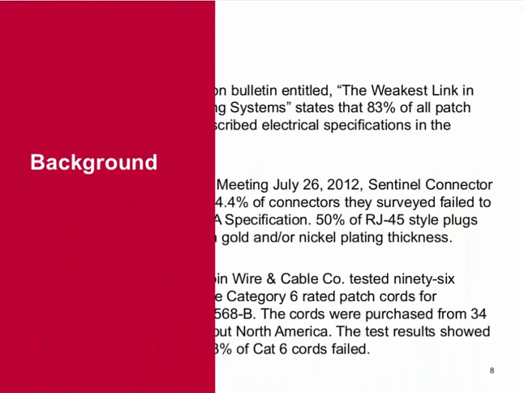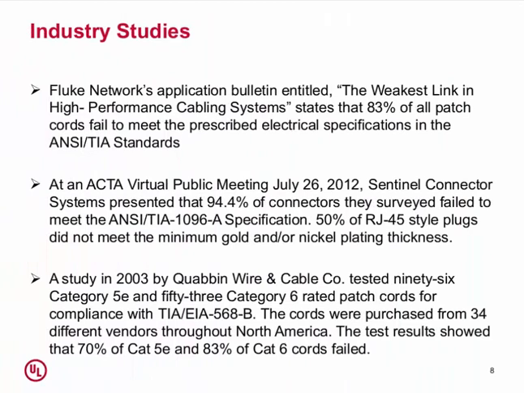So, some background. There have been a lot of industry studies, and probably among the listeners today, a lot of personal experiences with patch cord failures. These next two slides are an overview of some of the studies that have been done over the years. A number of years ago, Fluke Networks had an application bulletin talking about the weakest link in the system, and they found in the study they did that 83% of the patch cords failed to meet the prescribed specifications and the ANSI TIA standards.